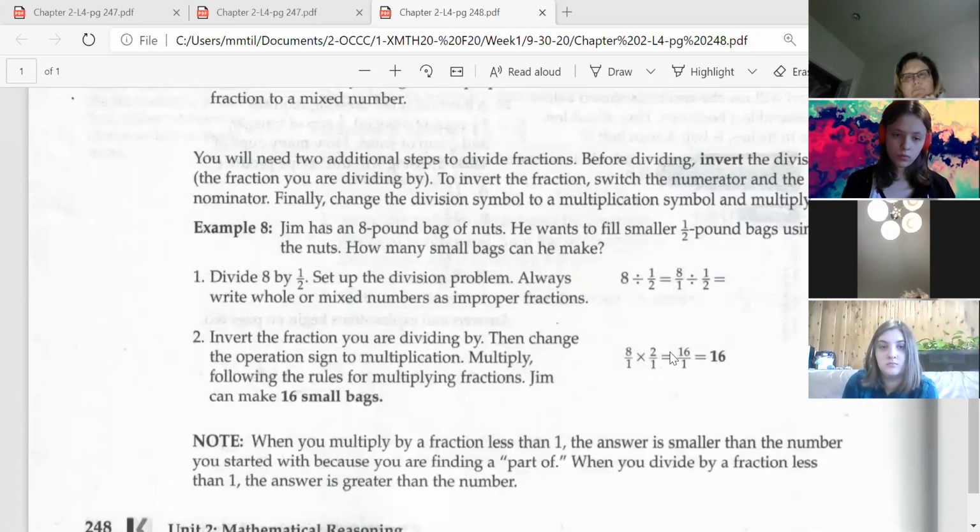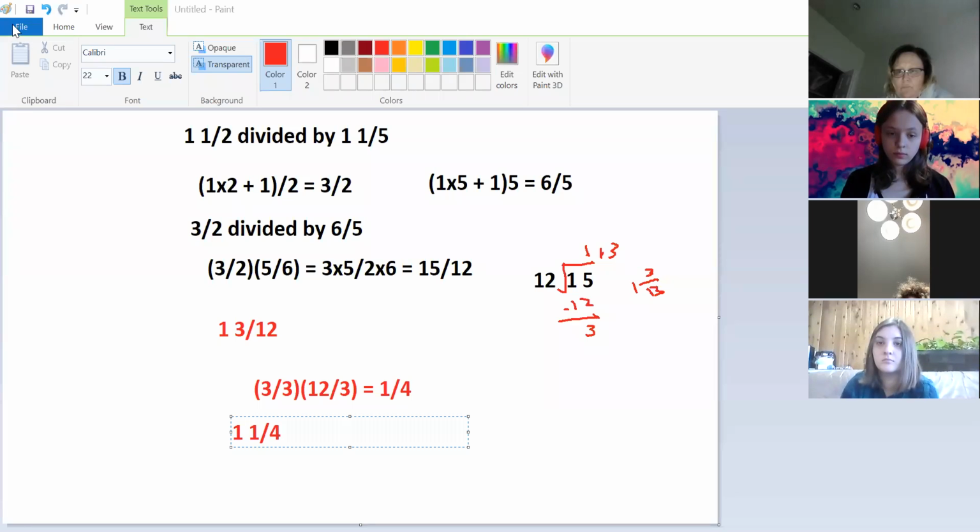Okay, any questions on that? Just remember, if you're multiplying fractions, you just multiply across. If you're dividing fractions, you have to flip that second fraction and then multiply. Okay, it's just the way it works. Okay, stop sharing that. And we'll go back to this screen one more time. And I want to show you why that works.